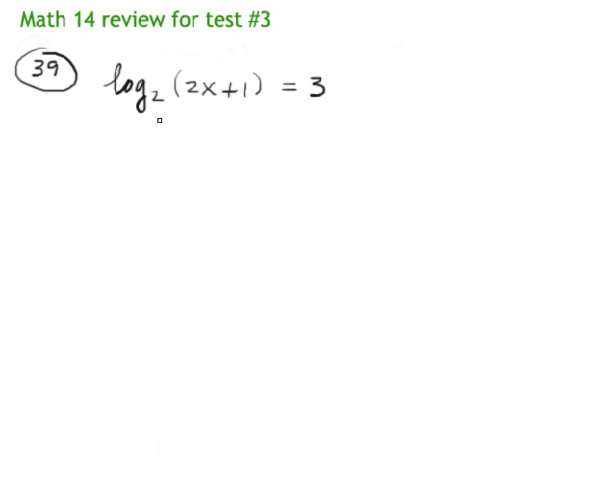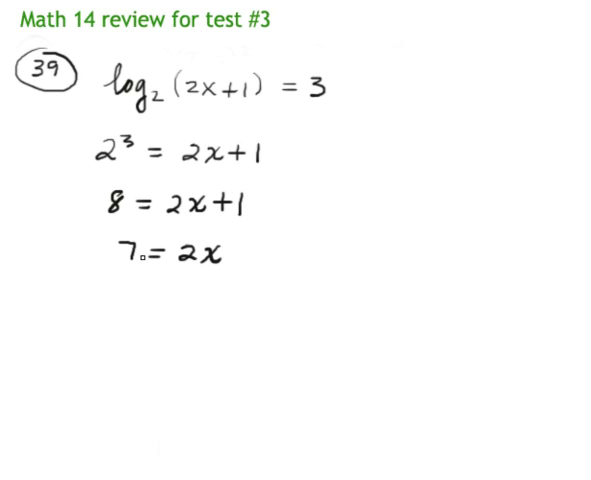Every log equation of this form can be written as an equivalent exponent equation. So here's the equivalent exponent form. This is the base, this is the exponent. So 2 cubed is equal to this, 2x plus 1. Alright, so that's just a simple linear equation. Subtract 1, and we have x is equal to 7 over 2.